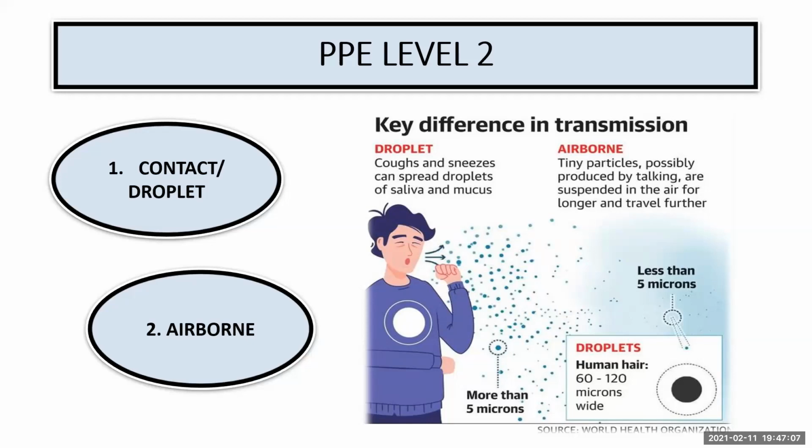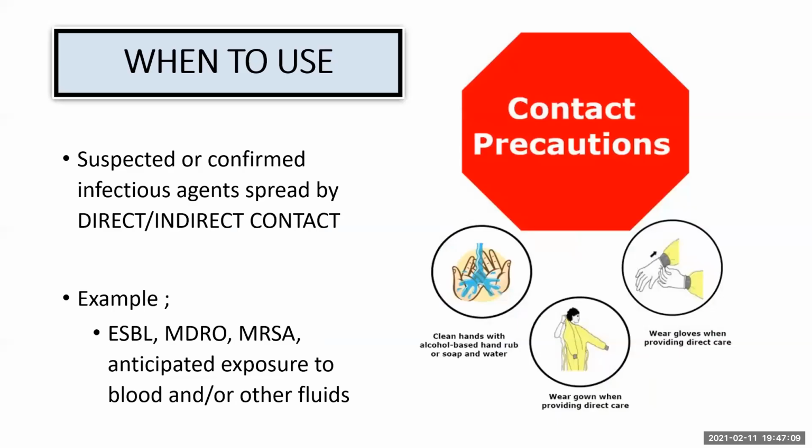Okay, next slide. So let us move with PPE level 2 contact. When to use is when we suspect or confirm there are infectious agents spread by direct or indirect contact. For example, ESBL, which is extended spectrum beta-lactamase, MDRO, which is multi-drug resistant organisms, and also MRSA, which is methicillin resistant Staphylococcus aureus. Usually the back of the patient who has these types of infection will have a contact precautions label. So we need to wear appropriate PPE level 2. Next slide.